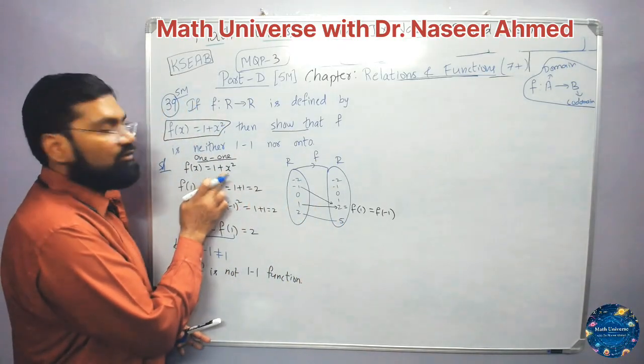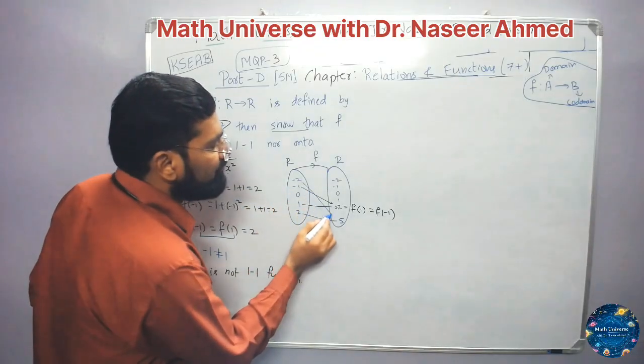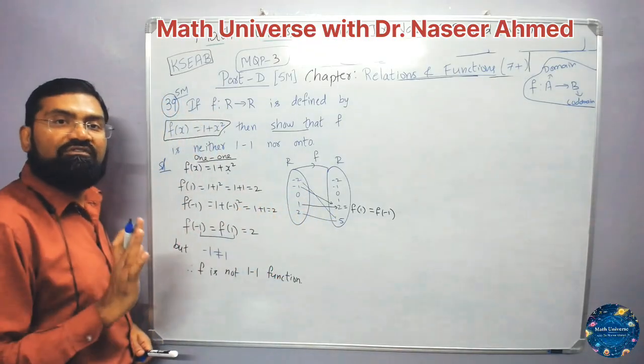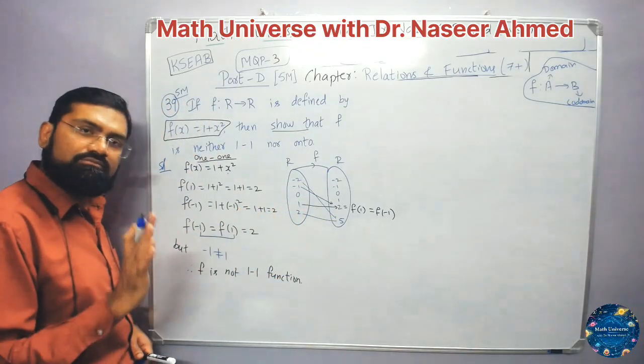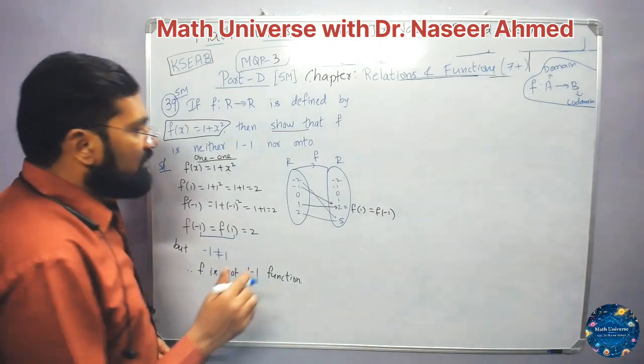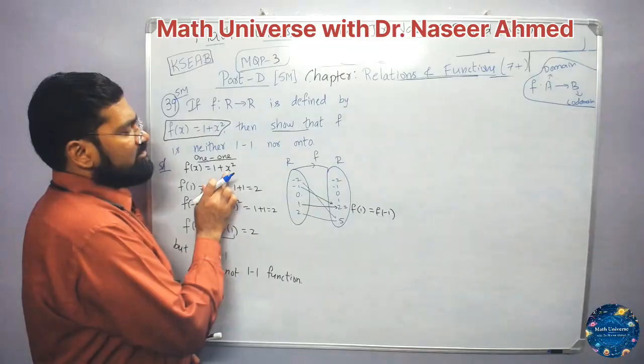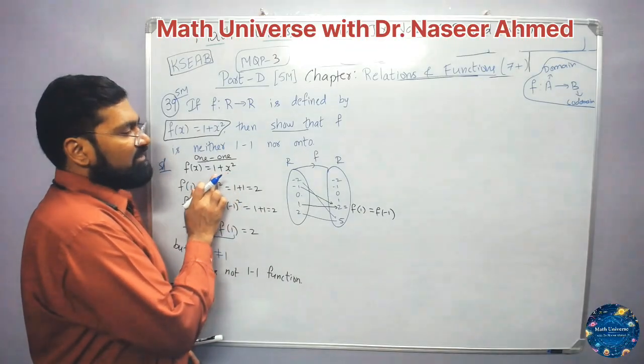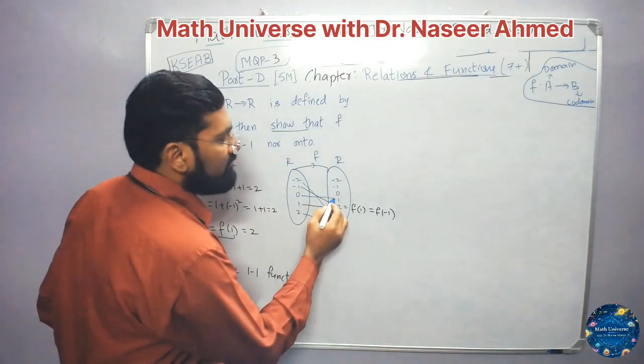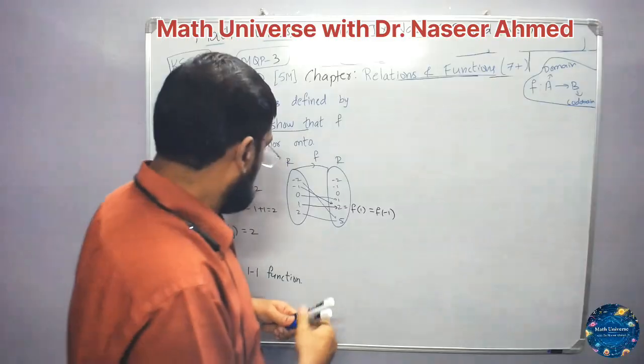Minus 2 square is 4. 4 plus 1 is 5. Both will map to 5. Again, it is not a one-one function. One more thing: if I take 0, x is 0. 0 square plus 1 will be 1. Okay. Why did I do that?